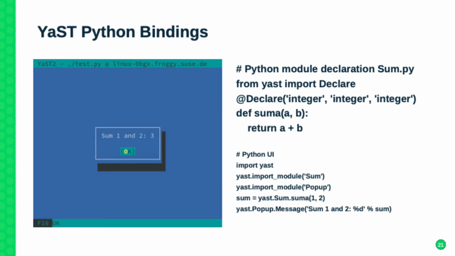So I completely rewrote those bindings. Here's a simple example, which you'll see in the top here. This is a module, a simple module that you can create, and you just have to create a function declaration for a function, and then within it a YaST script you can import using the YaST import module function.